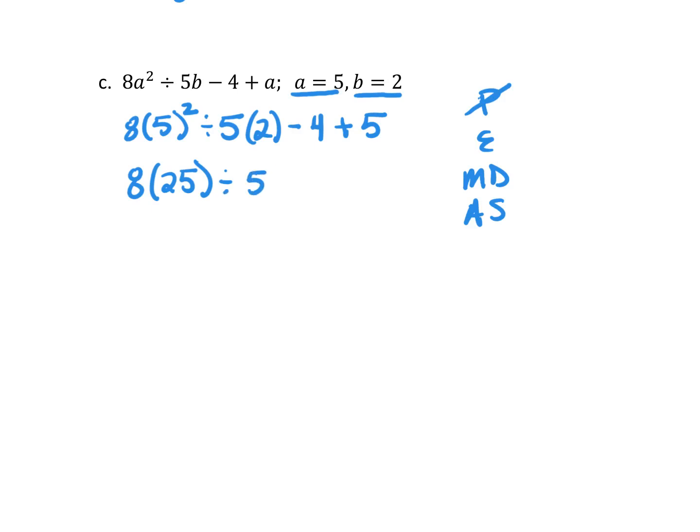I'm going to leave this alone for now, even though you can go ahead and multiply this if you want at this stage, because it's not connected to anything else. All right, that takes care of exponents. All right, if we do our multiplying and our dividing, we want to go from left to right. And so here we are going to go 8 times 25, which is 400.